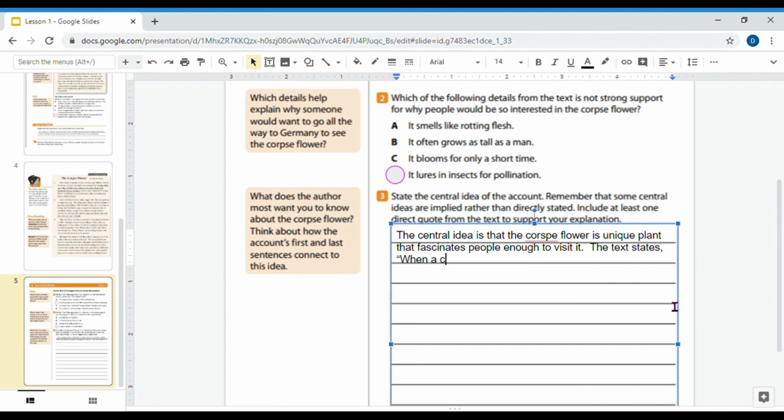When a corpse flower blooms, people flock to witness the unforgettable sight of a man-sized flower, ripe with the color and scent of death. My lines don't match up, but it's okay.